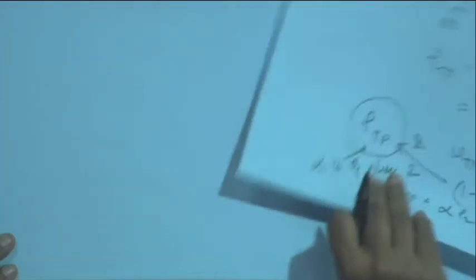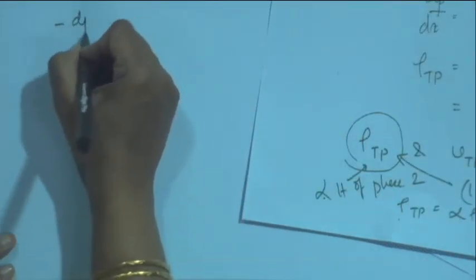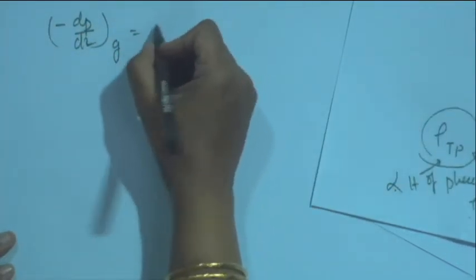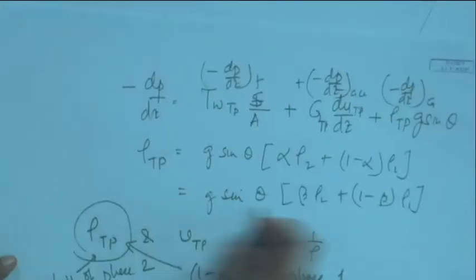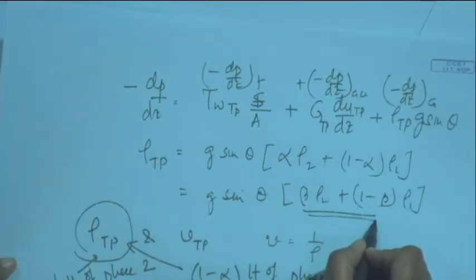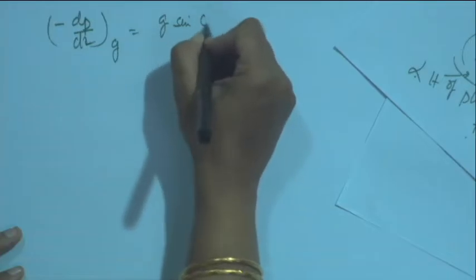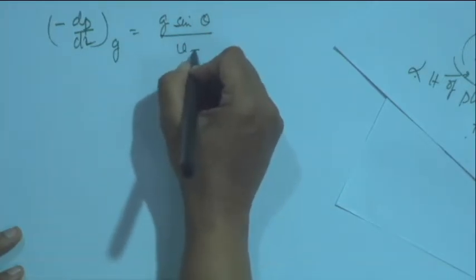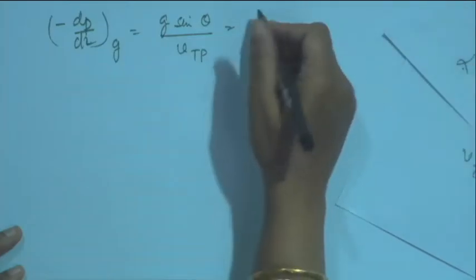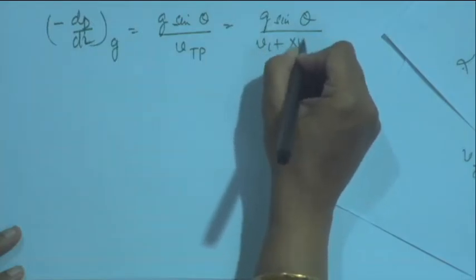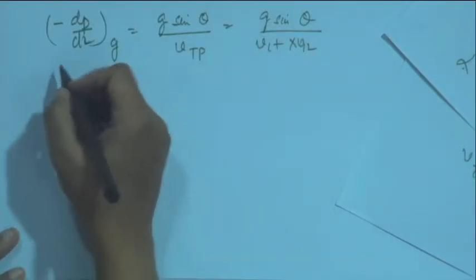So, regarding the gravitational pressure gradient, what do we find? The gravitational pressure gradient can be expressed in terms of the volume fraction, but if the void fraction changes to a large extent, a better way of expressing it is g sin theta by V_TP, which gives you g sin theta by V1 plus x V12.